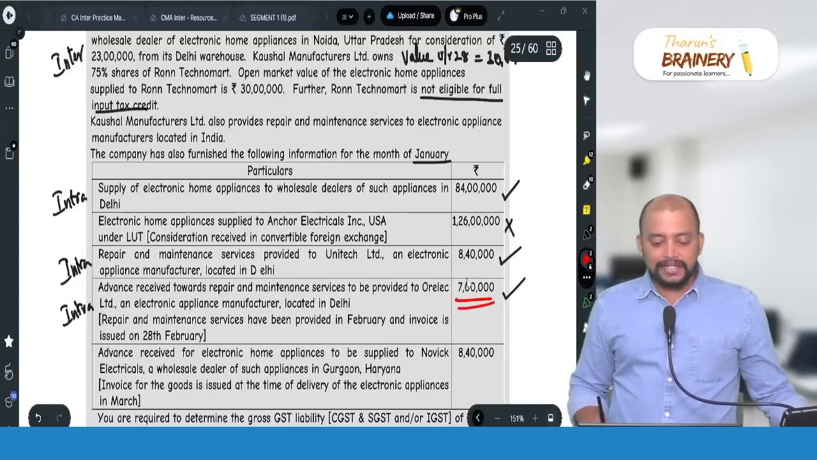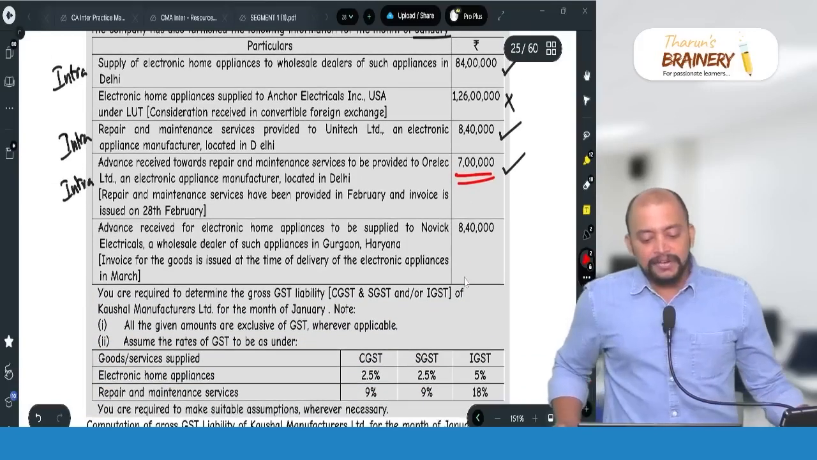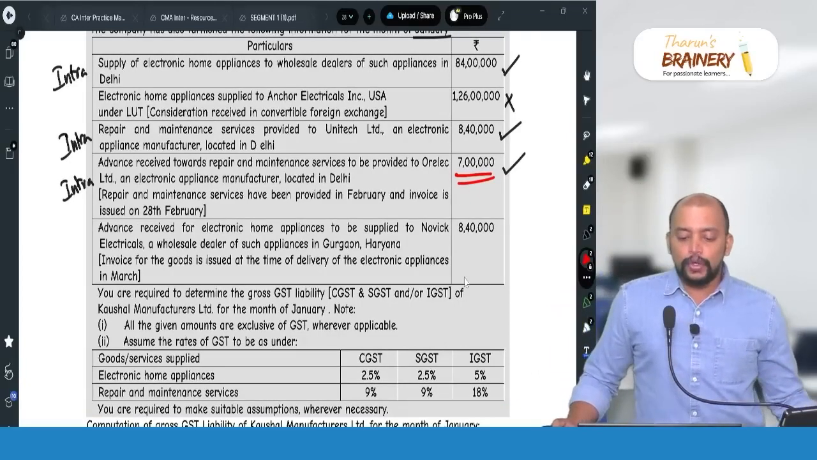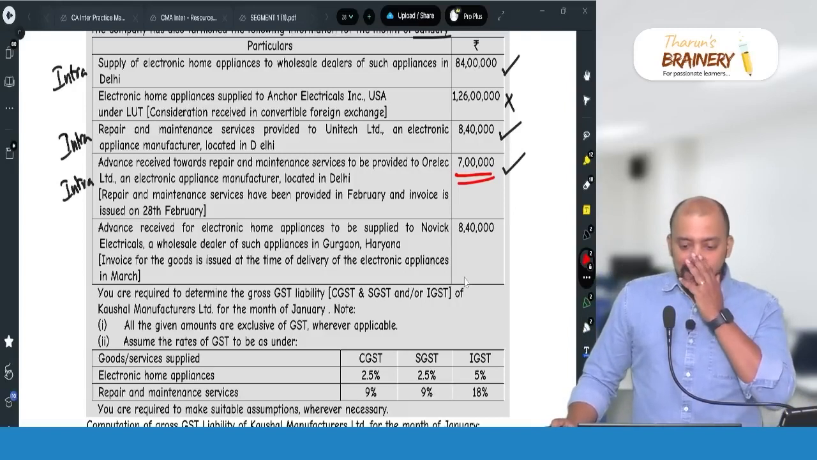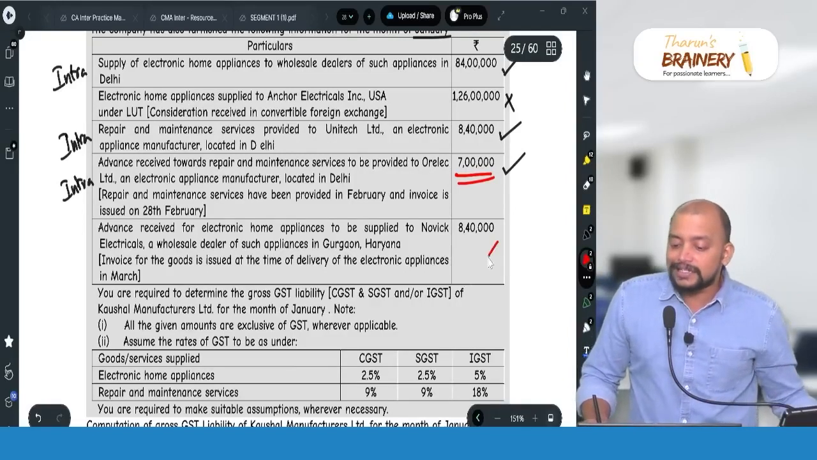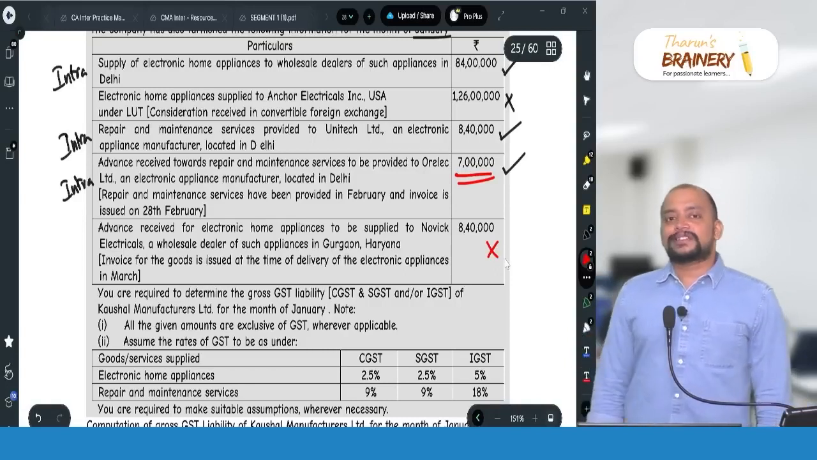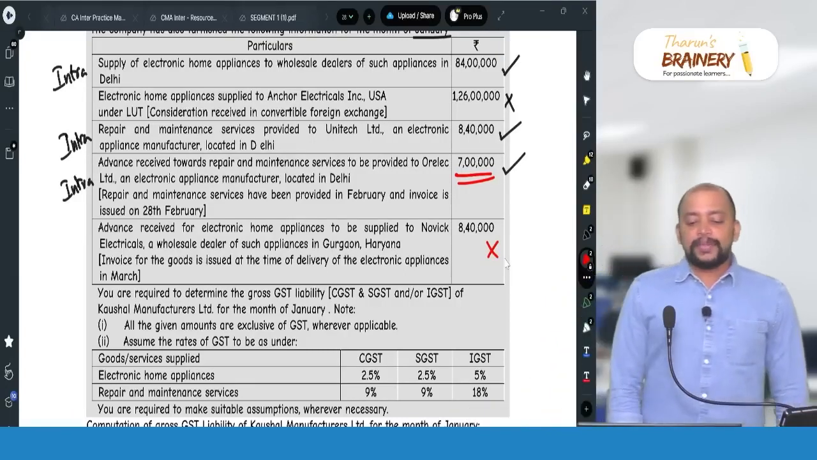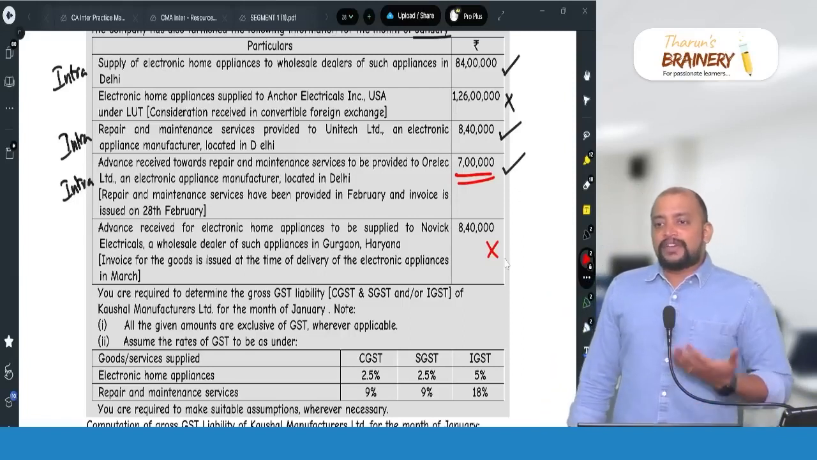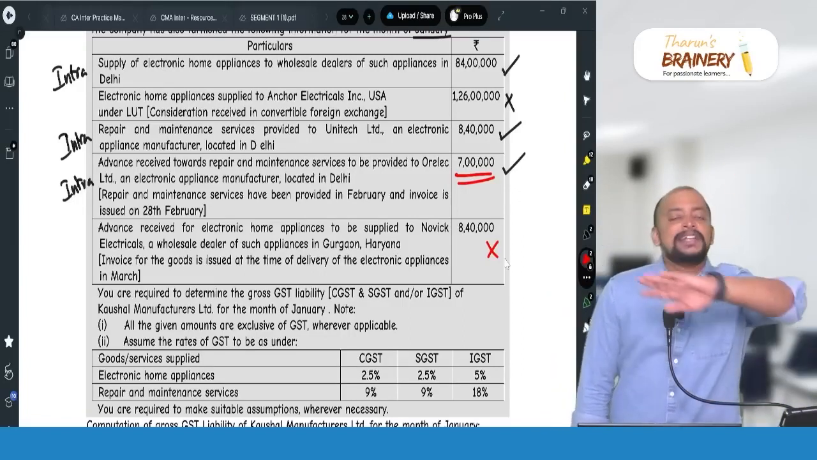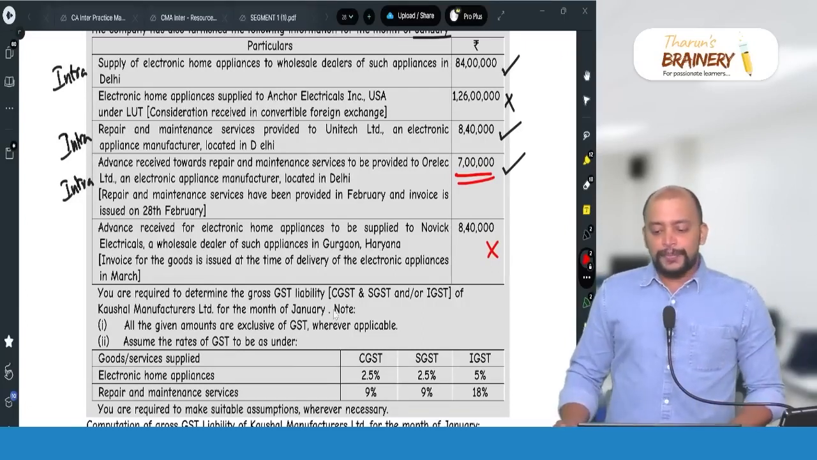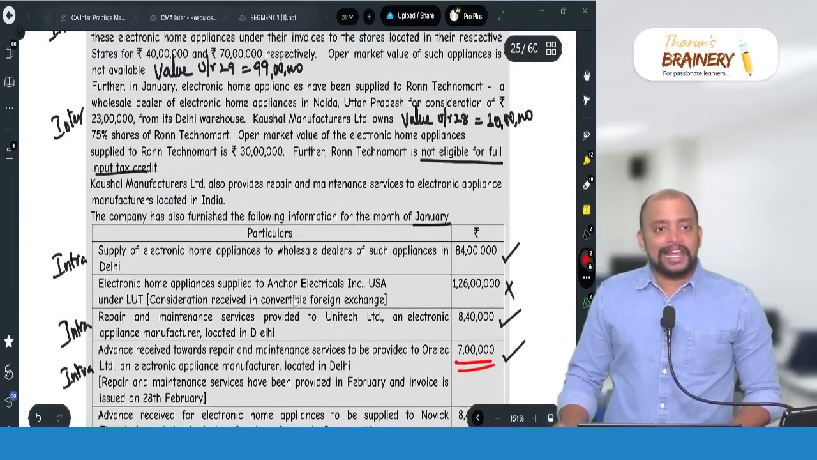So 7 lakhs. Then advance received for electronic home appliances to be supplied to Novik Electricals, a wholesale dealer of such appliances in Gurgaon, Haryana. No GST in this case. Why no GST in this case? Because in case of goods, the time of supply will be the due date of invoice or actual date of invoice, whichever is earlier. There is no GST payable on advances in case of goods. So now, accordingly, we need to take the liability here.